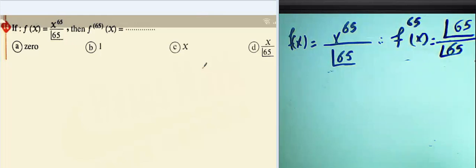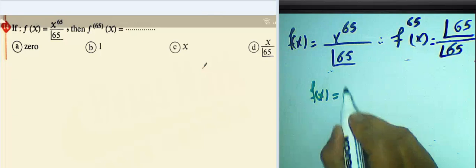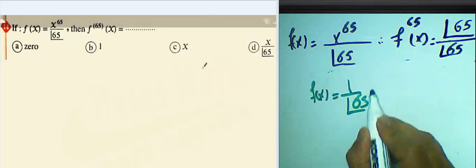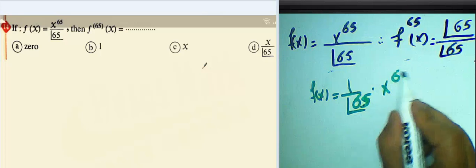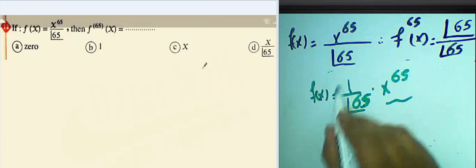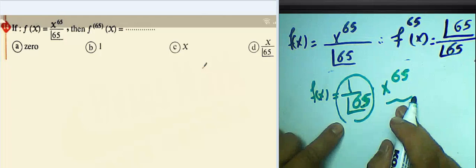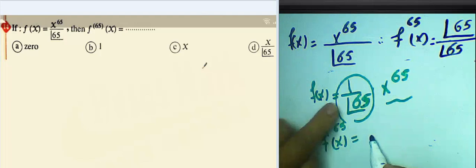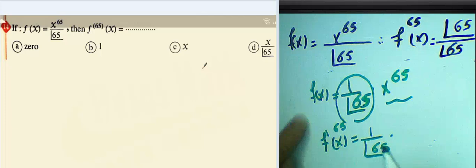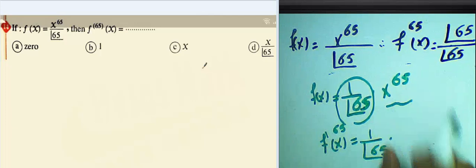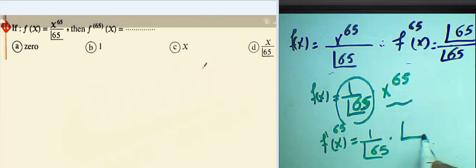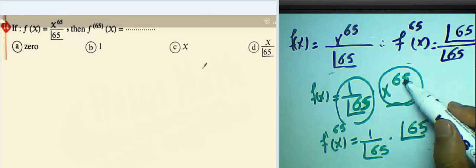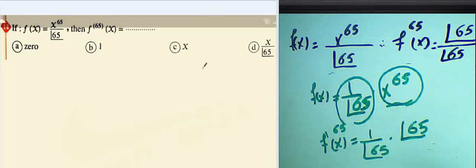Again, we have here in this example f of x equals 1 over factorial 65 multiplied by x to the power 65. Okay, it's the coefficient of this function. And what about the 65th derivative f dash of x? We can write the coefficient outside here, multiplied by the 65th derivative of this function, which will be factorial 65. So for the derivative of this function, the 65th, we must write factorial of the power, and the result will be equal to 1. Choose letter B.